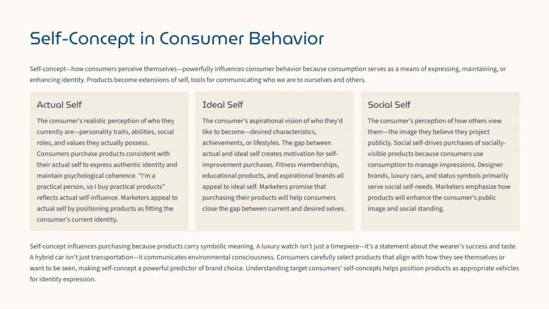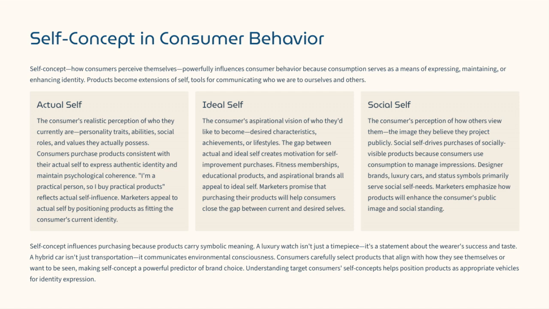Next, there's the aspirational self, how consumers envision who they'd like to become. This ideal self includes desired traits, achievements, or lifestyles. When there's a gap between the actual self and the ideal self, it creates motivation for self-improvement purchases. Products like fitness memberships, educational courses, or aspirational brands appeal strongly here because consumers believe buying them will help close that gap. Marketers tap into this by promising that their products can help consumers reach their aspirational goals.